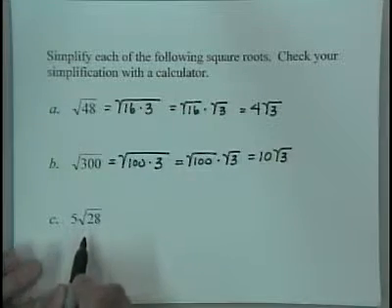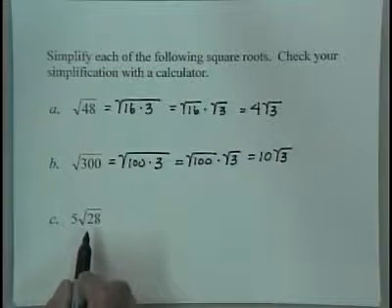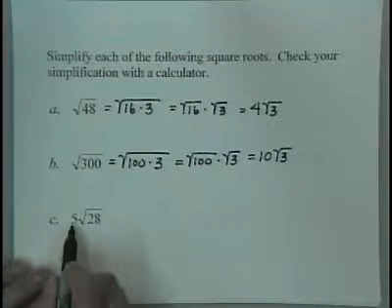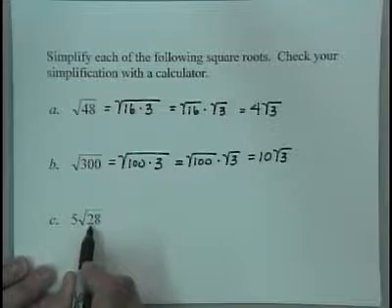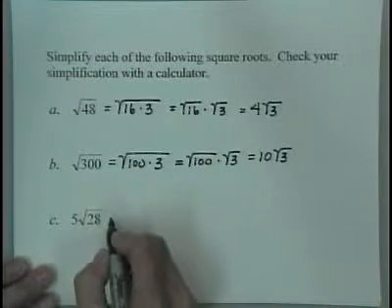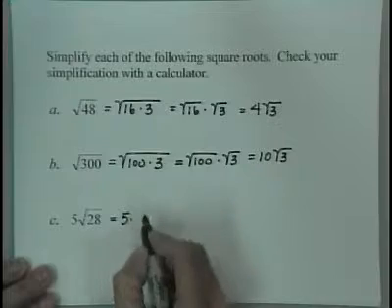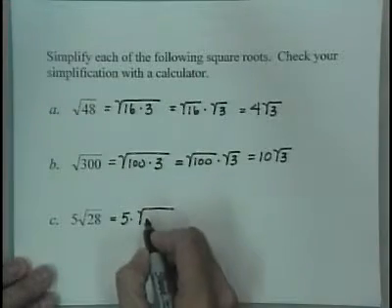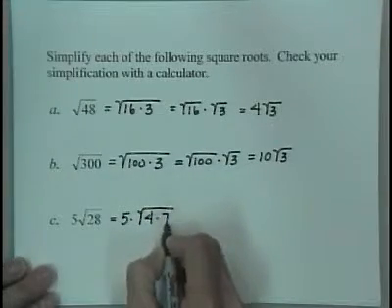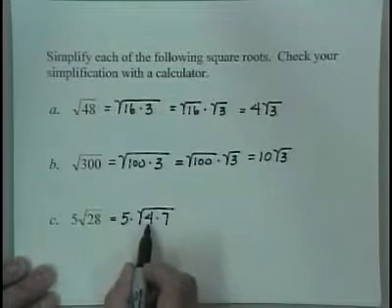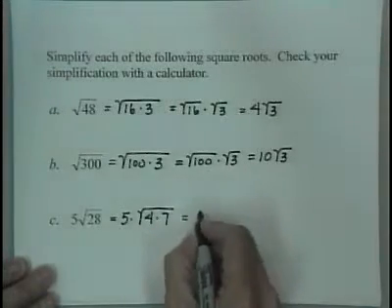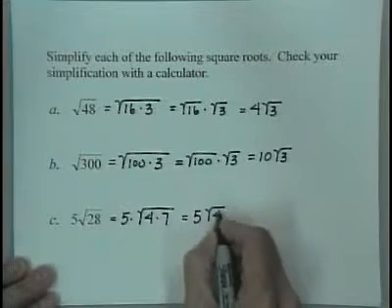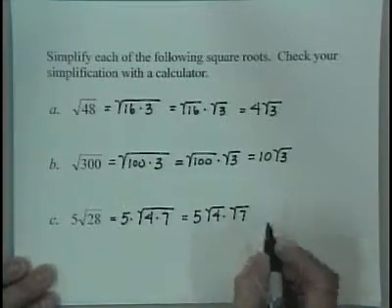The third example we want to work on here is 5 square roots of 28. The 5 we'll leave alone for a moment, and we'll consider factoring 28 into something times a perfect square. Well, there's my 5. I'm going to write 28 factored as 4 times 7 because 4 is a perfect square, and then break this radical into the square root of 4 times the square root of 7.